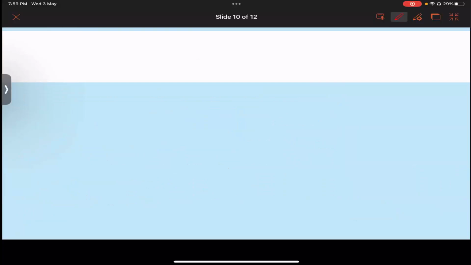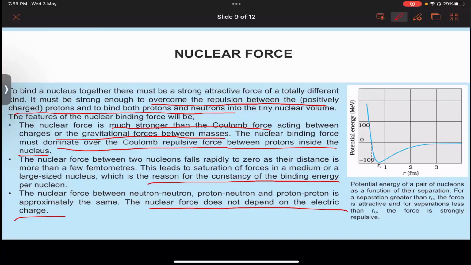Okay, so we will stop here today, and next we will carry on with radioactivity, and then we'll move on to fission and fusion.